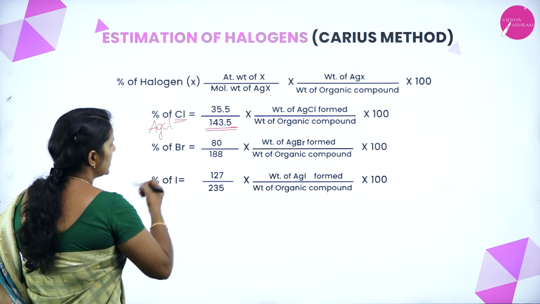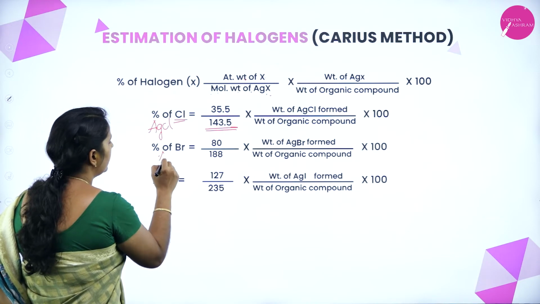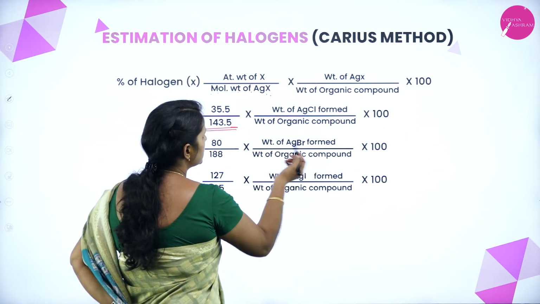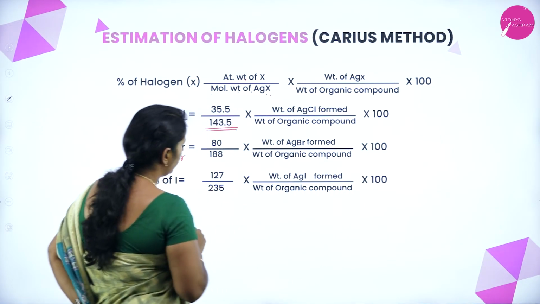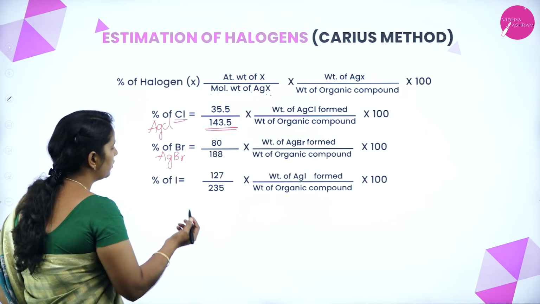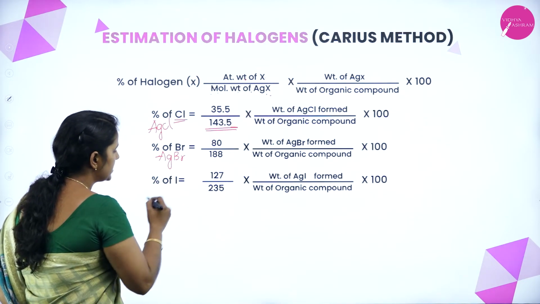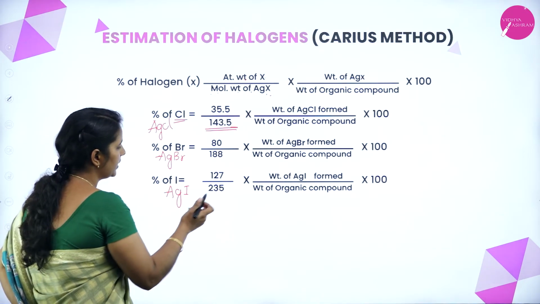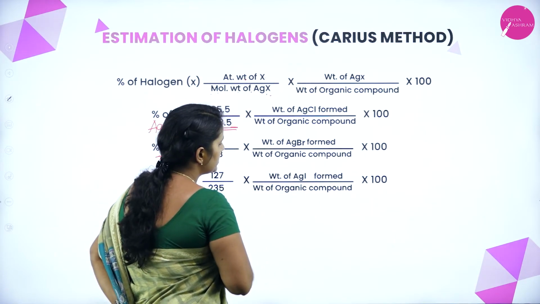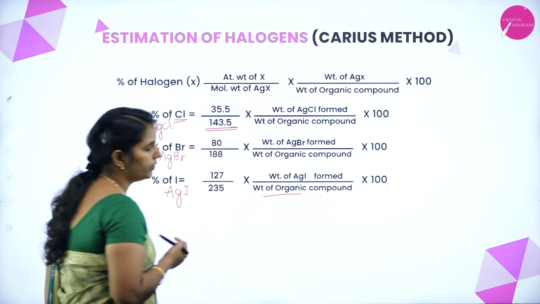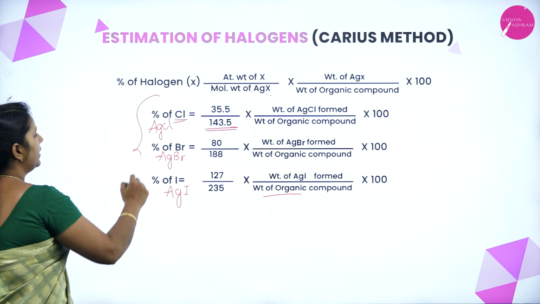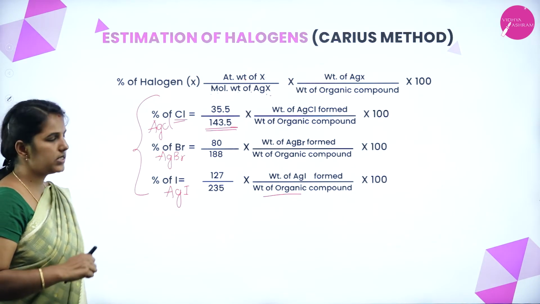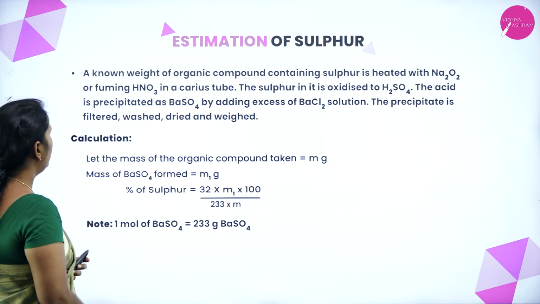Suppose bromine is there: atomic weight of bromine is 80 and the molecular weight of silver bromide is 188, into weight of the silver bromide formed divided by weight of the organic compound into 100. Suppose the organic compound has iodine: the atomic weight of iodine is 127 and the molecular weight of silver iodide is 235, into weight of the silver iodide formed divided by weight of the organic compound into 100. This is how halogens like chlorine, bromine and iodine can be estimated by using the Carius method. Next we have estimation of sulfur.